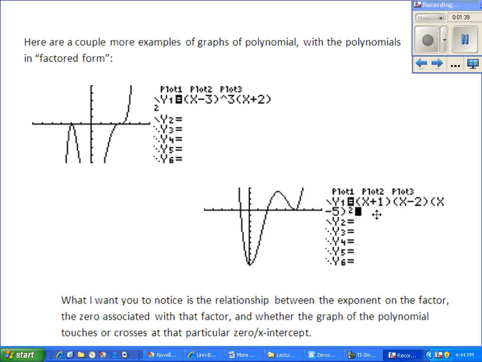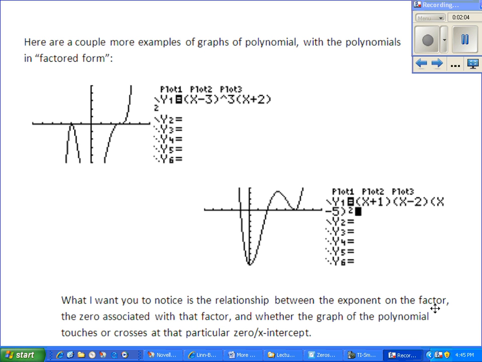And at this one, (x plus 1), (x subtract 2), (x subtract 5) squared. For x plus 1, that gives us a 0, x equals -1, and it passes through. At x subtract 2, that gives us a 0, x equals 2, and it passes through. Where at (x subtract 5) to the second power, that's one of the x-intercepts that bounces off the x-axis.